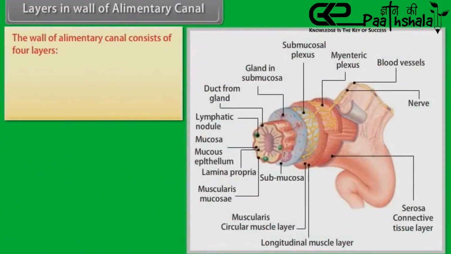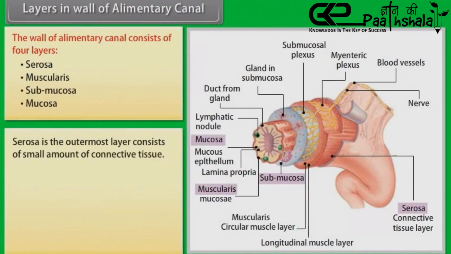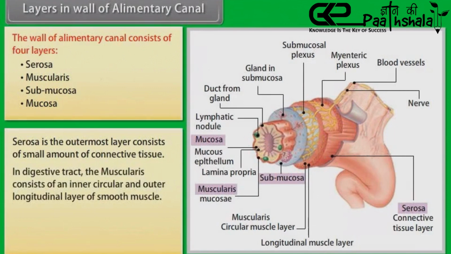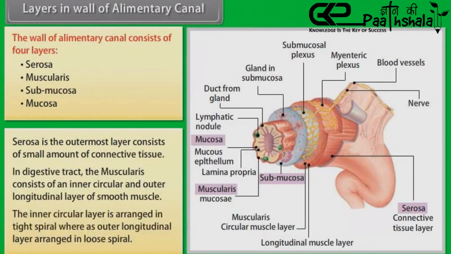Layers in the wall of the alimentary canal. The wall of the alimentary canal consists of 4 layers: serosa, muscularis, submucosa, mucosa. Serosa is the outermost layer and consists of a small amount of connective tissue. In the digestive tract, the muscularis consists of an inner circular and an outer longitudinal layer of smooth muscle. The inner circular layer is arranged in a tight spiral, whereas the outer longitudinal layer is arranged in a loose spiral.